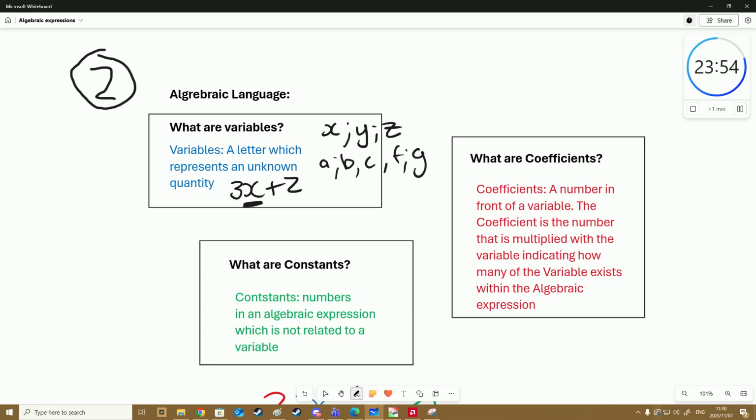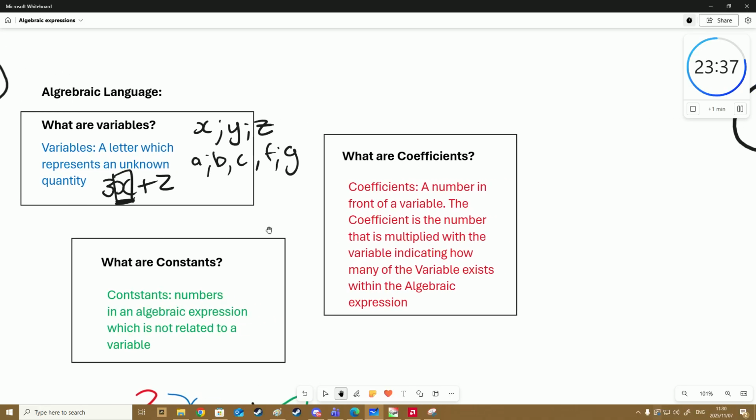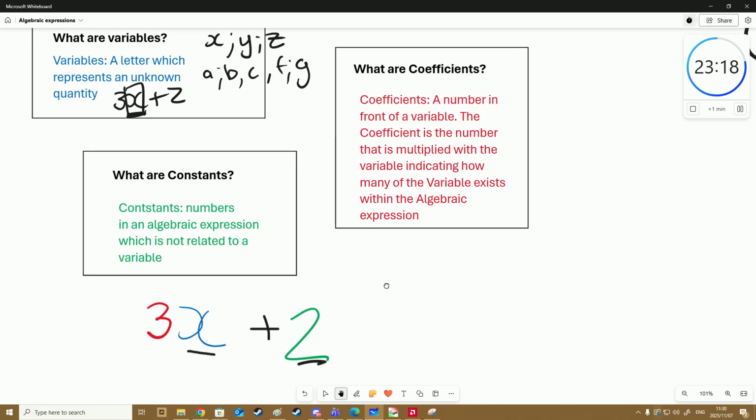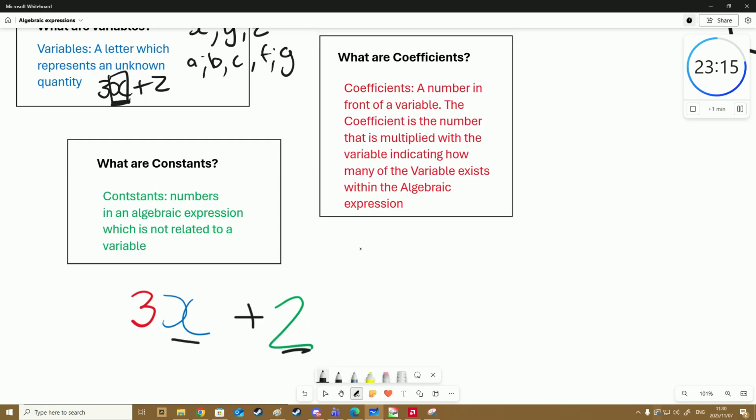And this letter, like we said here in the definition, represents an unknown quantity. We don't know what this variable is. We just know that there are 3 of them. Alright, but we'll get to that now. The 3 is a coefficient. So what are coefficients? Coefficients is a number in front of a variable. The coefficient is the number that is multiplied with the variable, indicating how many of that variable exists within the algebraic expression.